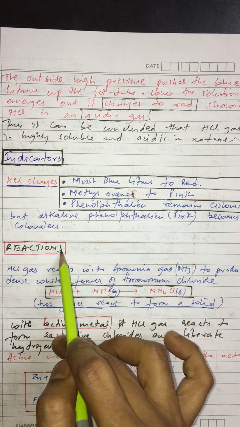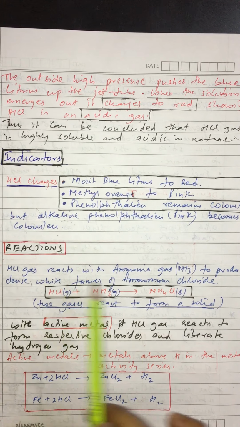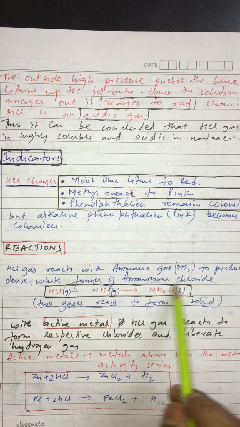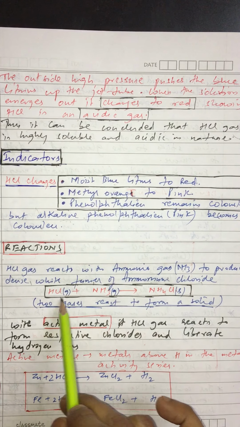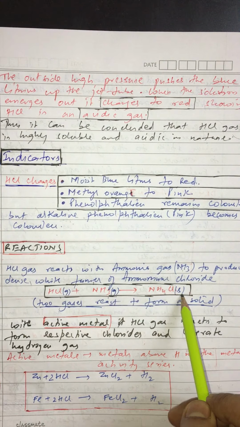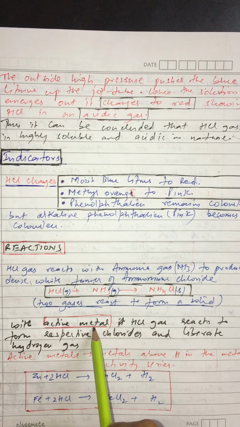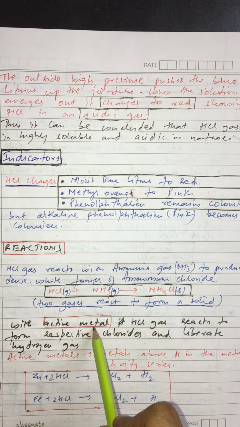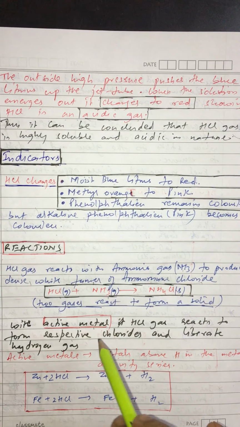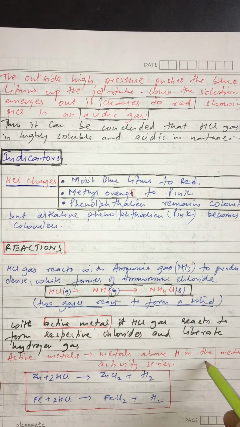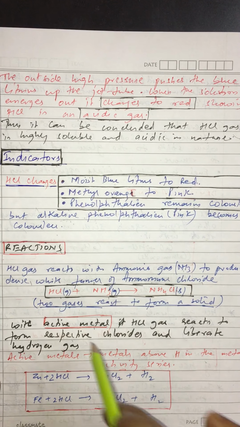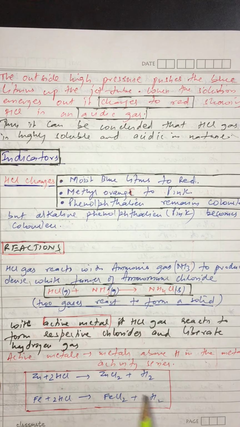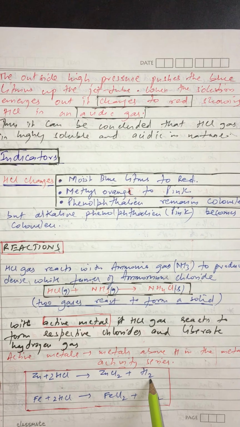Now what are the reactions that this gas follows? With ammonia gas, if you react HCl gas, it will produce dense white fumes of ammonium chloride. See, two gases reacting to form a solid. With active metals, now what do you mean by active metals? We have already learned there is a series of metals which is known as the activity series. In this series, the metals which are placed above hydrogen are said to be active. These metals, when they react with hydrogen chloride gas, will produce hydrogen gas.